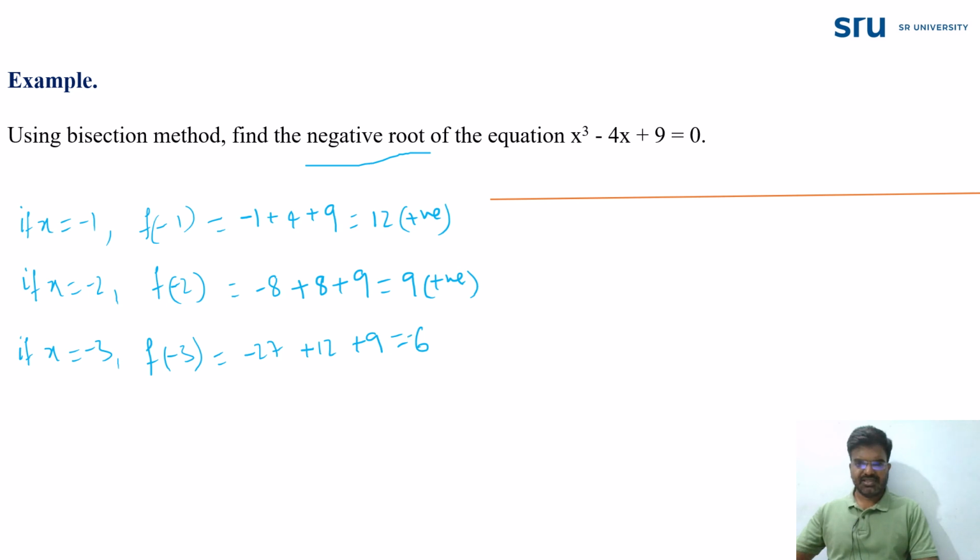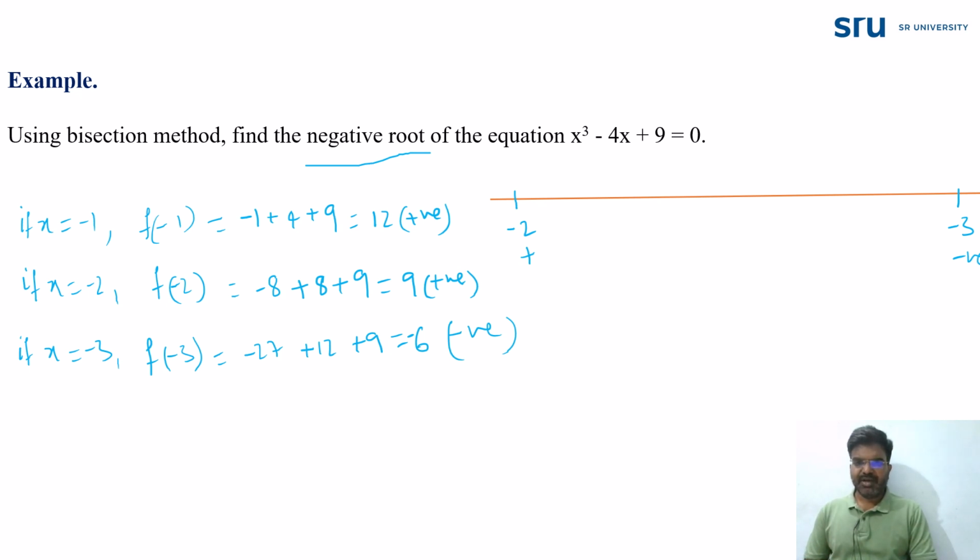I think it is -6. So negative. See, at -2 and at -3, the function has opposite signs. So on the number line, I can take these two numbers. At -2, it is positive. At -3, it is negative. The next root of the function lies in between -2 and -3.